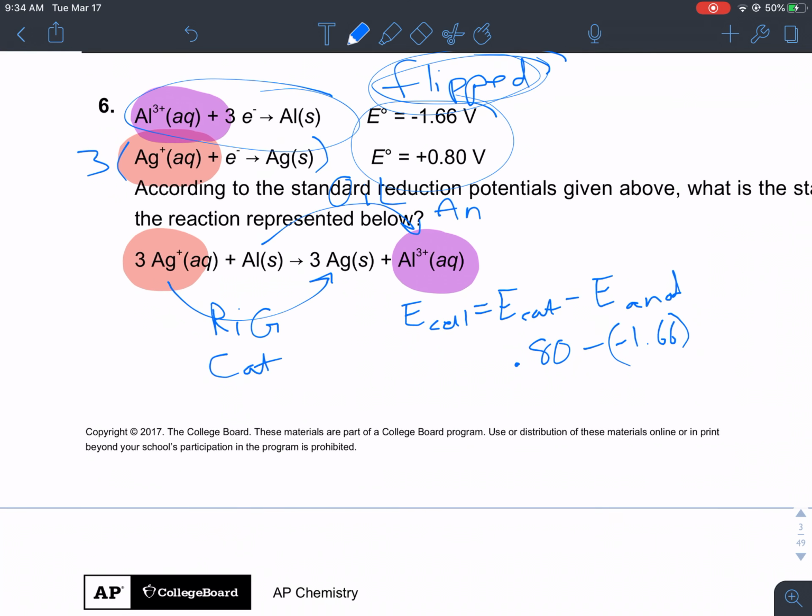A lot of kids get confused with E cell. This formula, E cell, is the reduction of the E cat minus the reduction of E anode. So don't get confused there. A lot of kids end up trying to make this Hess's law, and they try to multiply by 3 or something like that. Or if you did it in terms of equilibrium K, you would cube it. No, the E cells don't change. So here we go. The answer is D there. Let's go to number 7.